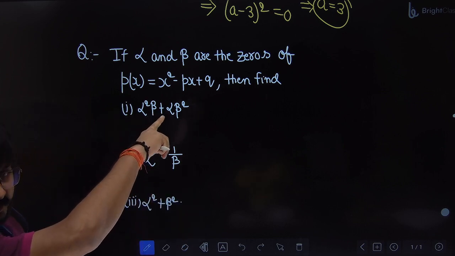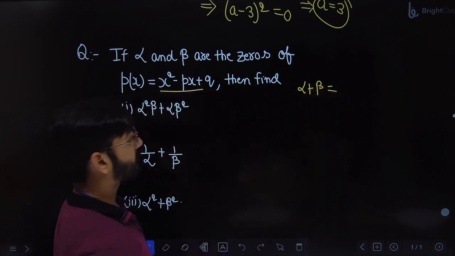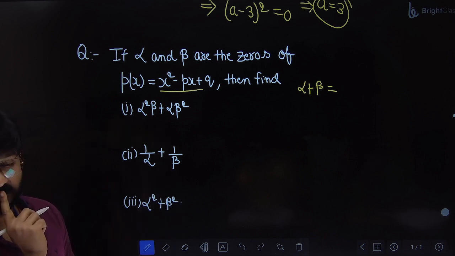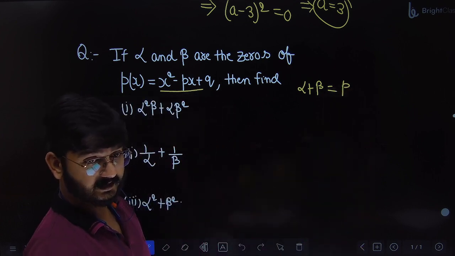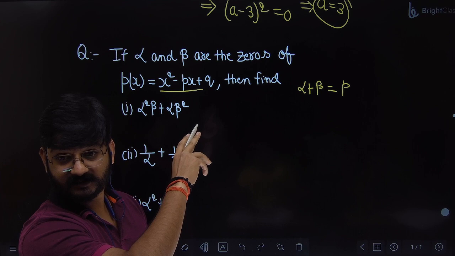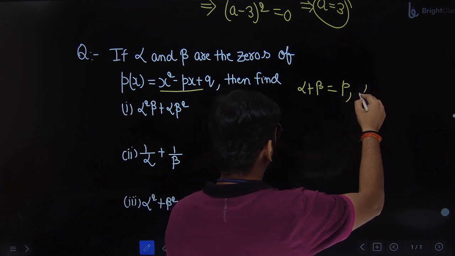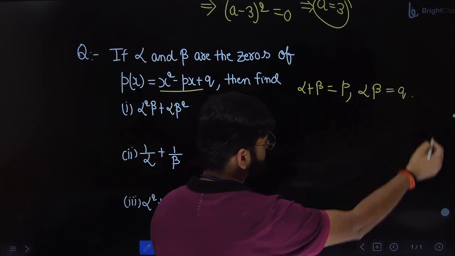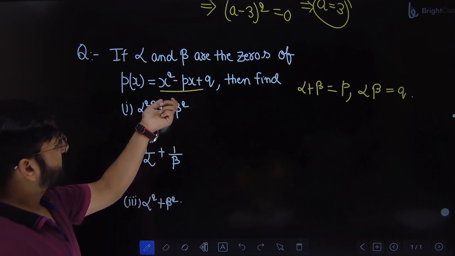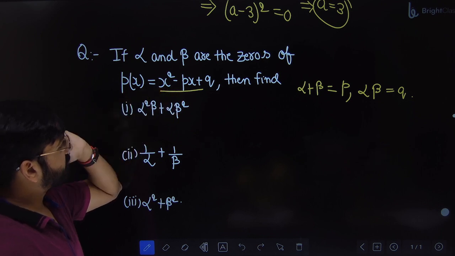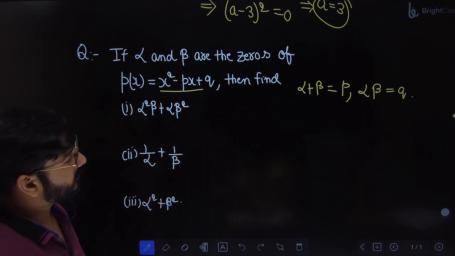First of all, find alpha plus beta and alpha beta from here. So what will be the sum of roots? What will be the sum of roots? P. Any doubt? I directly wrote. Anyone having doubt why alpha plus beta is P? Anyone in the class? Product of roots is how much? Q. This is given. So alpha plus beta is minus coefficient of x divided by coefficient of x square. So minus of minus p, plus p by 1. And constant by coefficient of x square, q by 1.